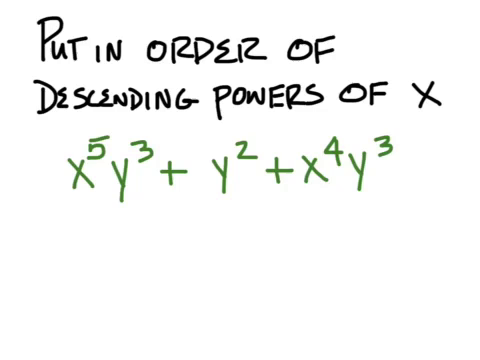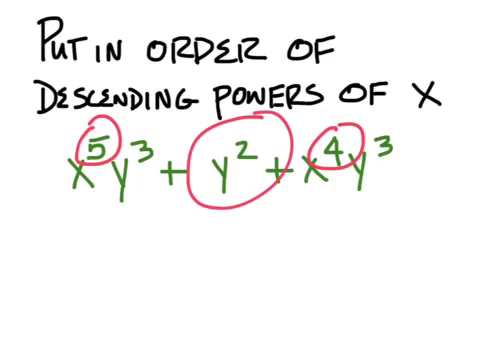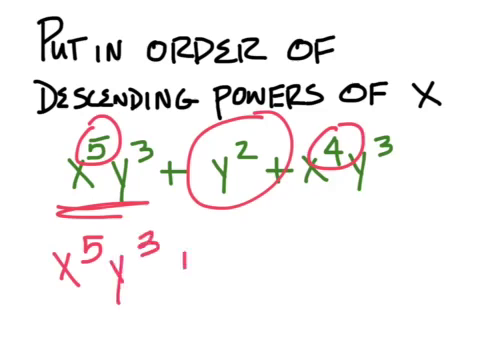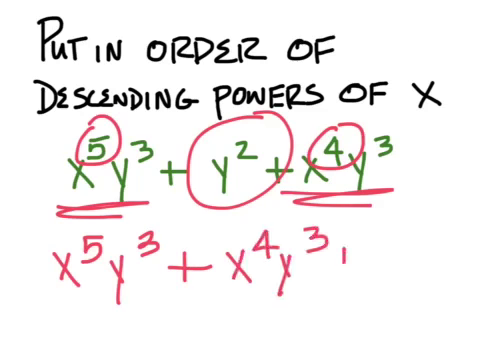Put in order of descending powers of x. X to the fifth is here, x to the fourth is there, and this has no x at all. So the first term here would go first, x to the fifth, y to the third, plus x to the fourth, y to the third, and then plus y to the second.